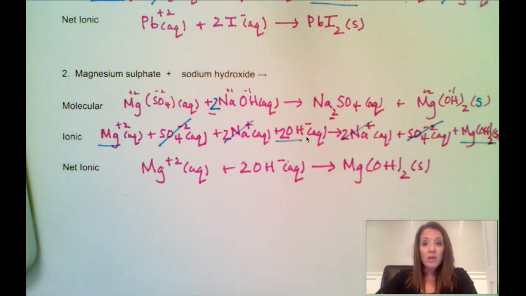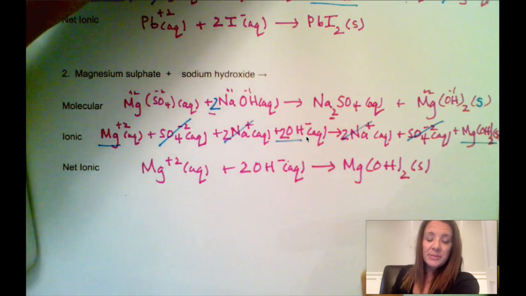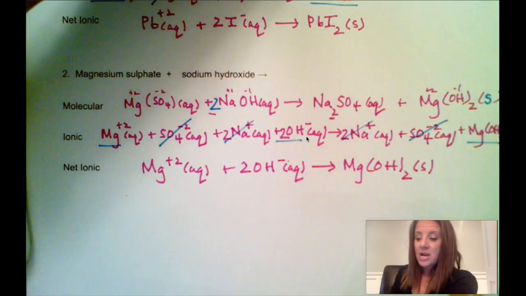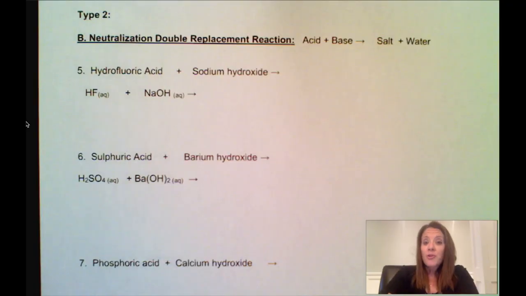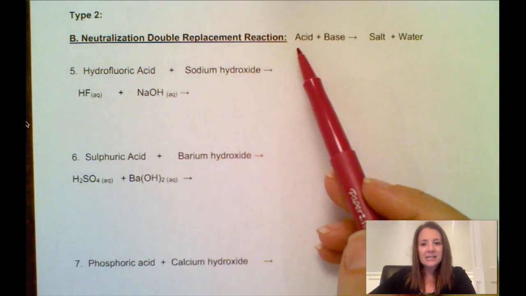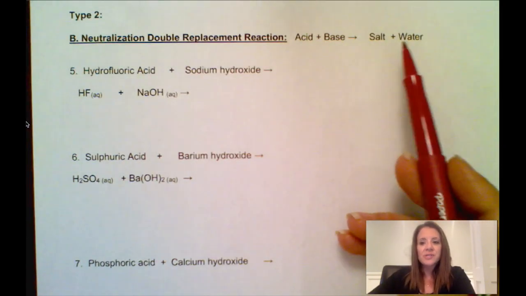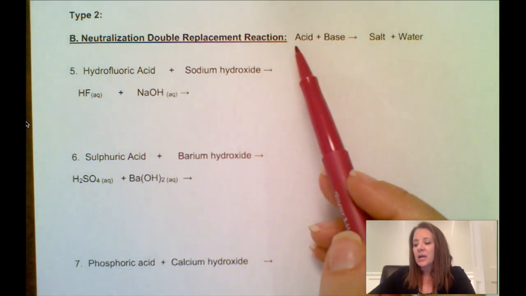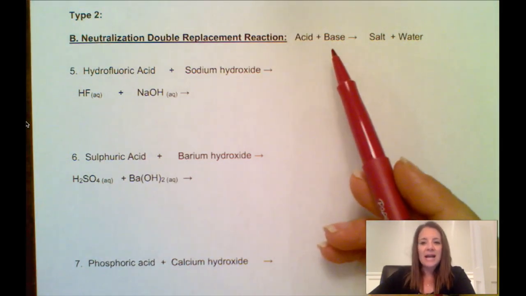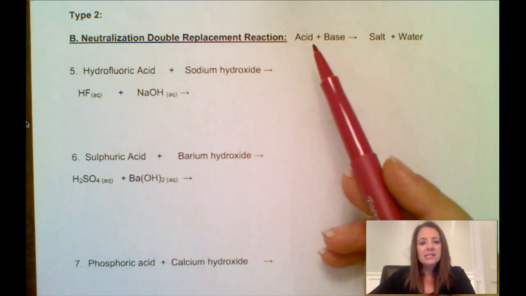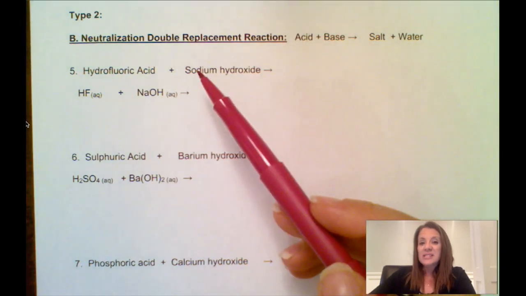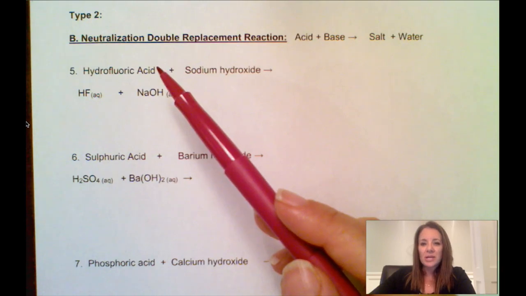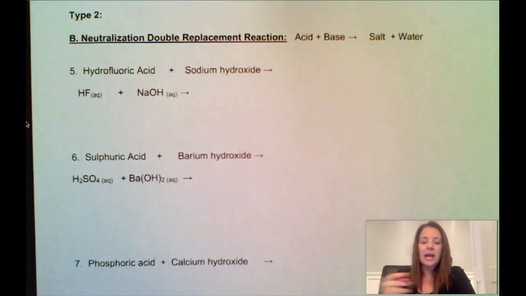Okay, we're going to move on to the second type of double displacement reaction called neutralization reaction. So here we are with our neutralization reactions, and we know that those involve an acid plus a base yielding some sort of salt and water. Okay, so the key here is to recognize whether or not you have an acid and a base as your reactants, and you would classify this more specifically as neutralization. Okay, so it's just a subcategory.